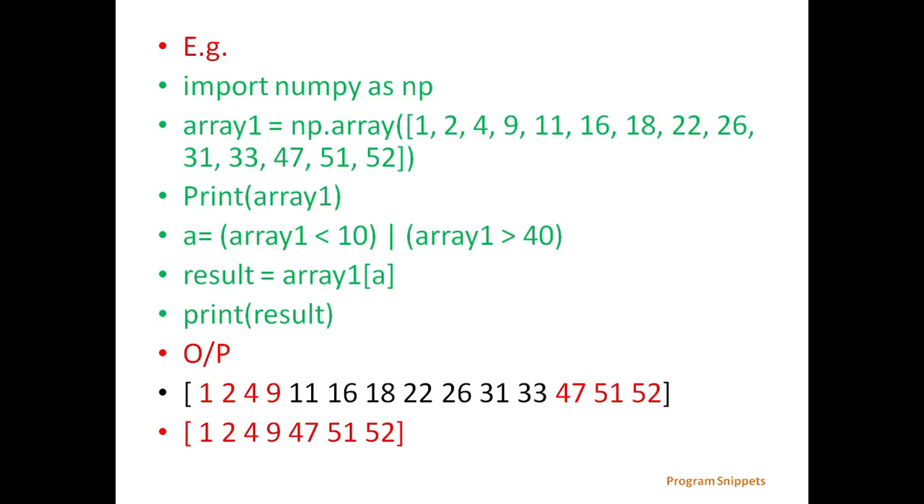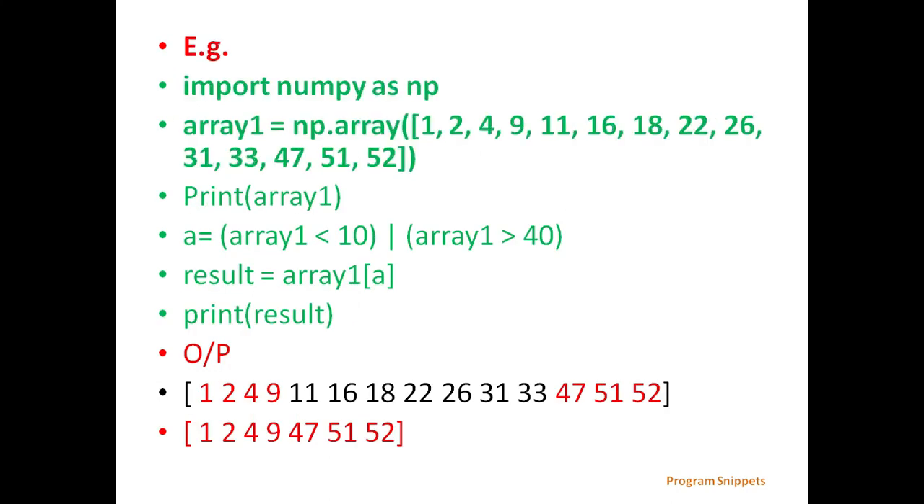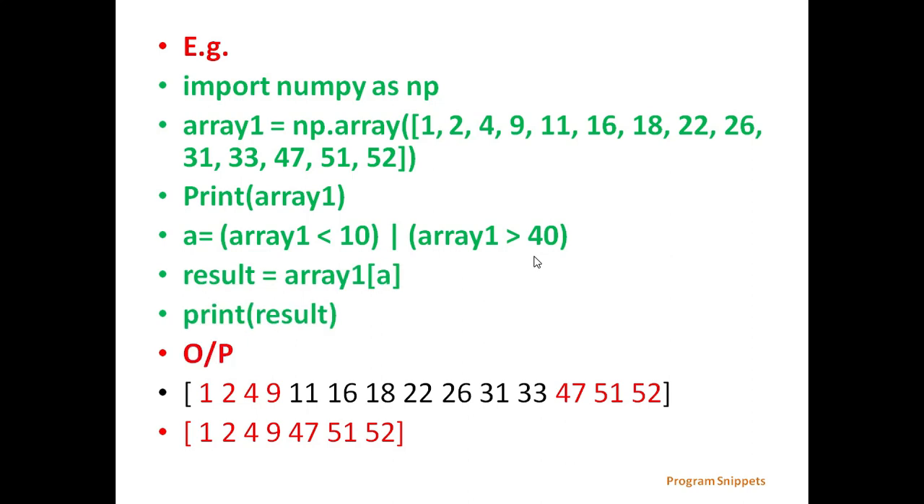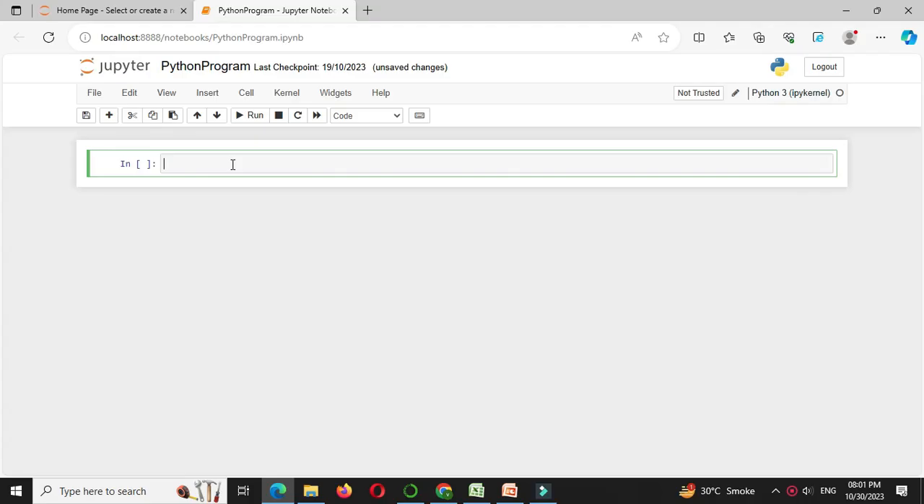Then we will see another example. Here we have declared an array with these elements and we will give the Boolean indexing as array1 < 10 or array1 > 40. It will give the output 1, 2, 4, 9 and 47, 51, 52. That is, it will print elements that are less than 10 and those that are greater than 40 from this array1. Now we will execute this in Jupyter Notebook.